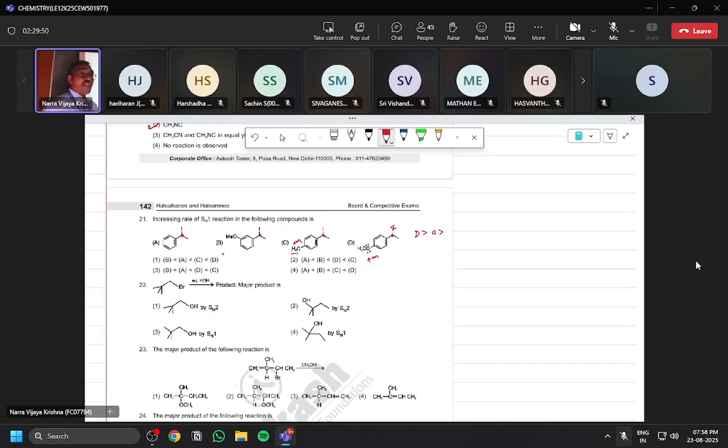Here at meta position, plus M does not operate. Is this at meta position or not? Plus M does not operate. Instead, minus I effect will operate. When oxygen is more electronegative, inductive effect will operate. Correct or not? So this is least. So A greater than B. So answer D, C, A, B. Option 1. Check.